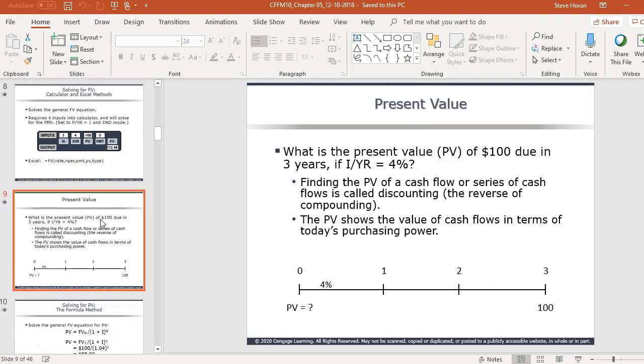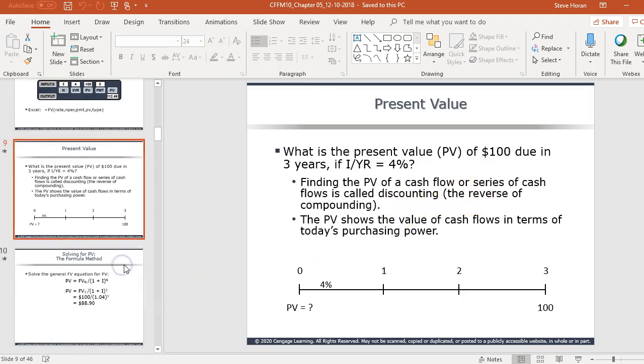And then here is kind of the same thing. It says for present value, let's look at a timeline and say, in 3 years, I need $100. Okay, so what's the present value of that amount today? So going backwards 3 years at 4%. Okay, so that's called discounting, the reverse of compounding. So future value is compounding, present value is discounting. So they go in opposite directions.